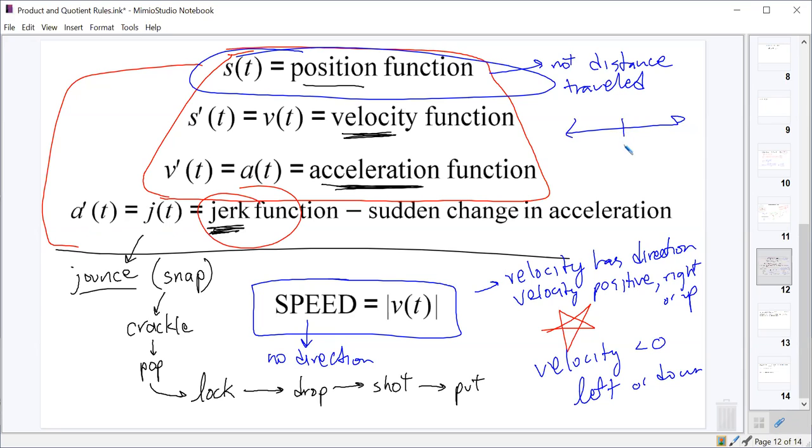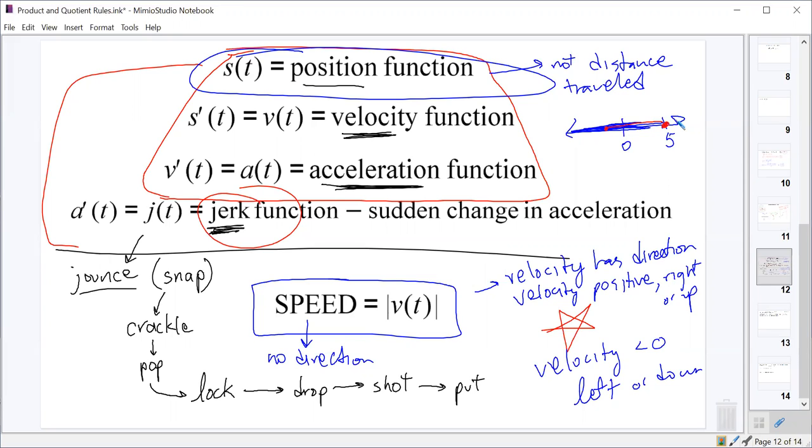Suppose this is 0. If I say S of 3 equals 5, then at that time I'm at 5. It doesn't tell me anything about what happened between t equals 0 and t equals 3. I could have gone back and forth and back and forth and then hit this point at exactly 3, or I could have started at this same point and just gone straight there. It doesn't say which of those I did. It just says that at t equals 3, I'm here. That makes sense? Okay, cool.